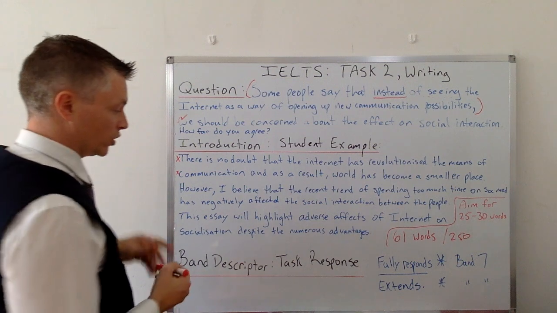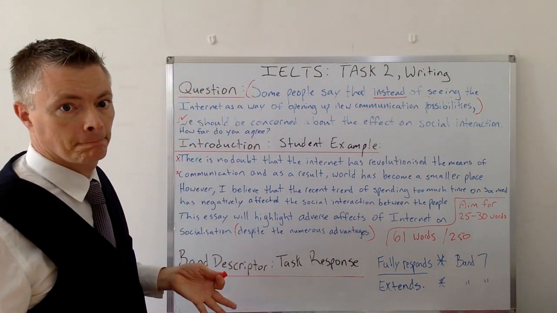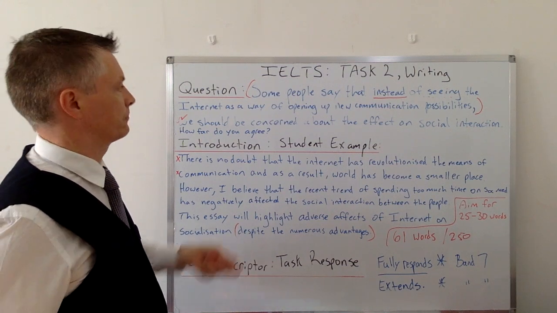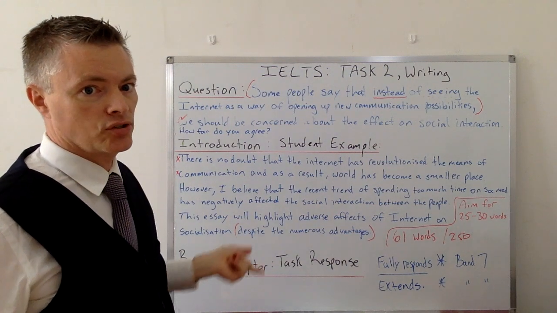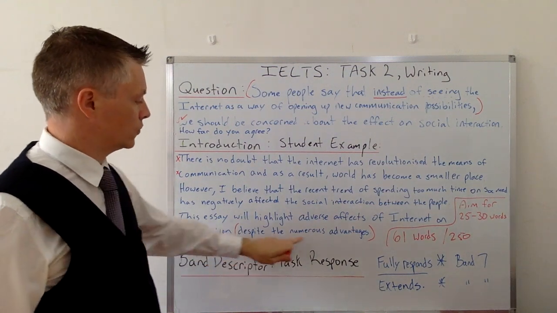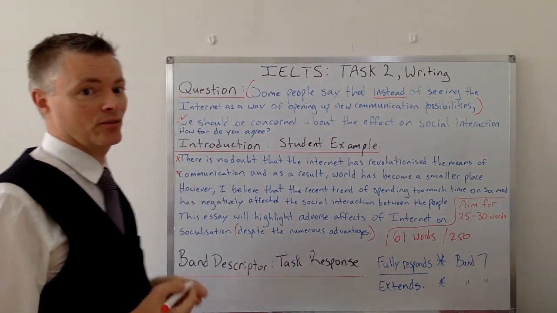Okay, so first thing I'm going to cut out is this. Why? Right. It's responding to this, and it's not necessary. The question doesn't ask you to respond to that. So there's 1, 2, 3, 4 words. Take them out. We're going to use those words to extend later.